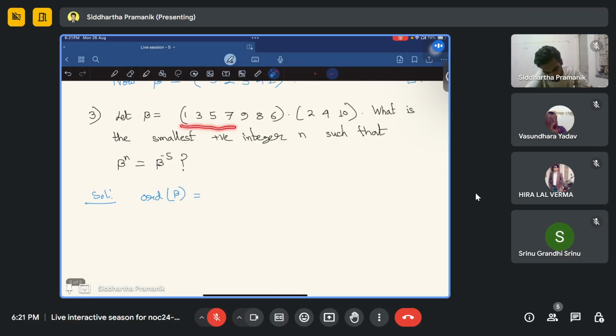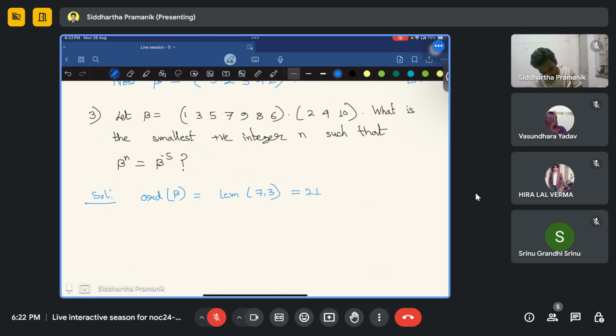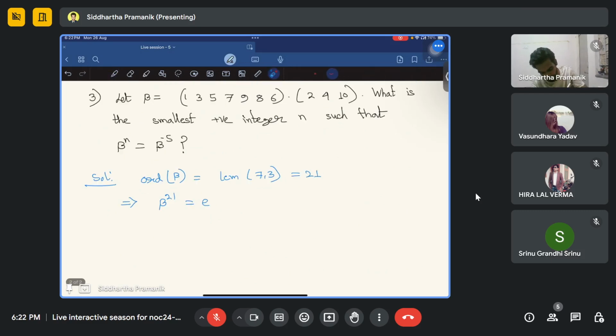So this is a 7-cycle and this is a 3-cycle. So this has order 7, this has order 3, and the LCM of 7 and 3 is 21. So this implies beta power 21 is equal to identity. So now we need beta power minus 5, so let's multiply this thing on both sides.